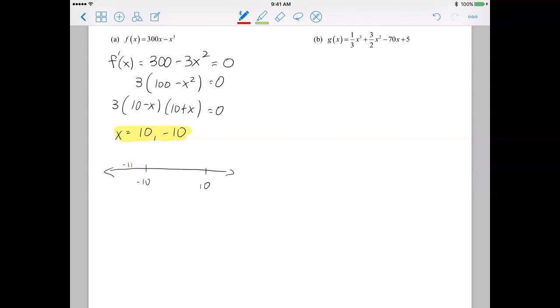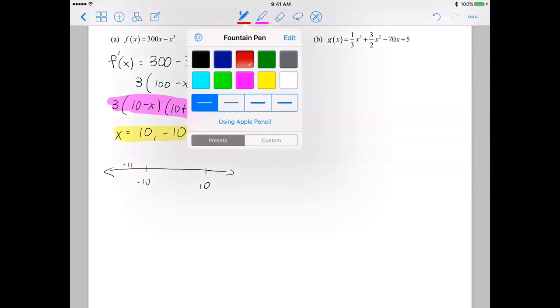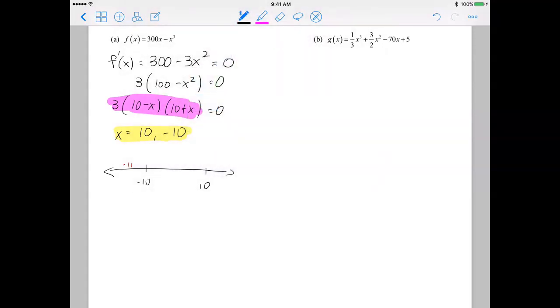And if I plug negative 11 in for x, I'm going to do it in the factored form of the derivative. That's going to make it easier for me to determine what the sign is, because remember, I don't really care what the value is. I really just care, is it positive or negative? Okay, so if I plug in negative 11, 10 minus negative 11 is a positive, 10 plus negative 11 is a negative, and a positive times a negative is a negative.